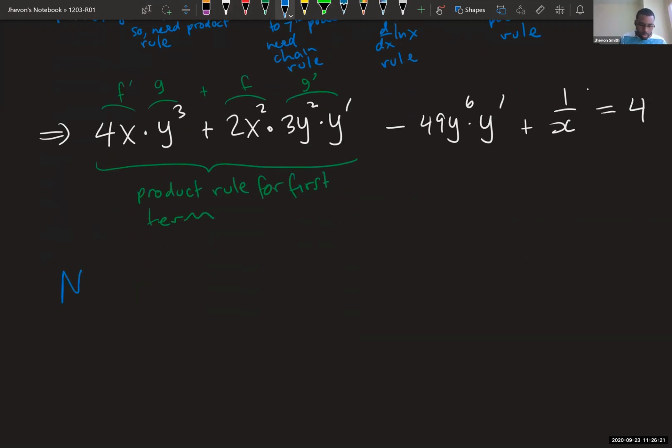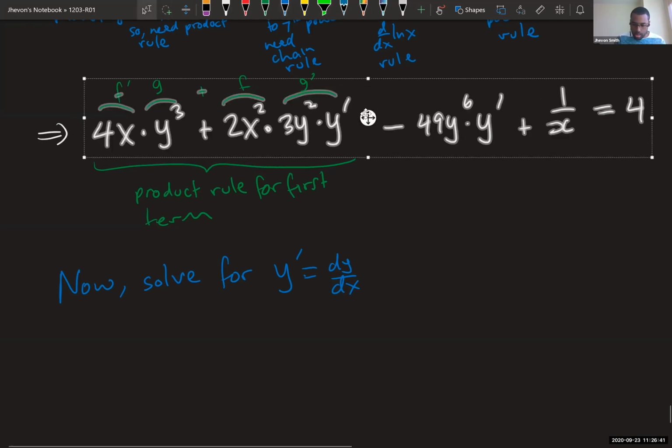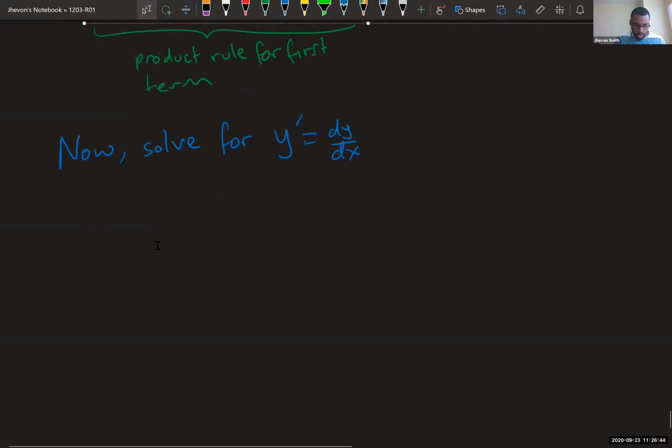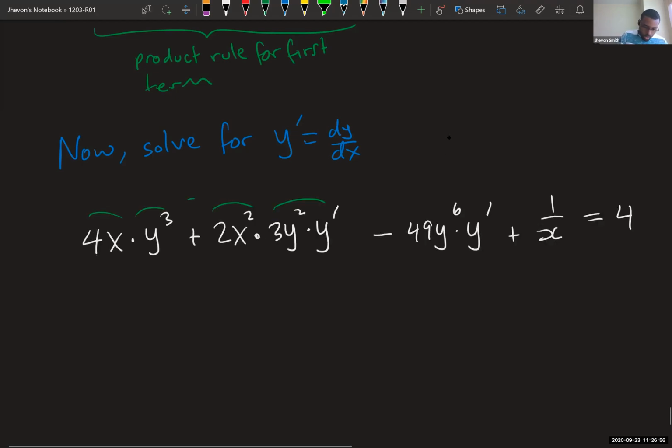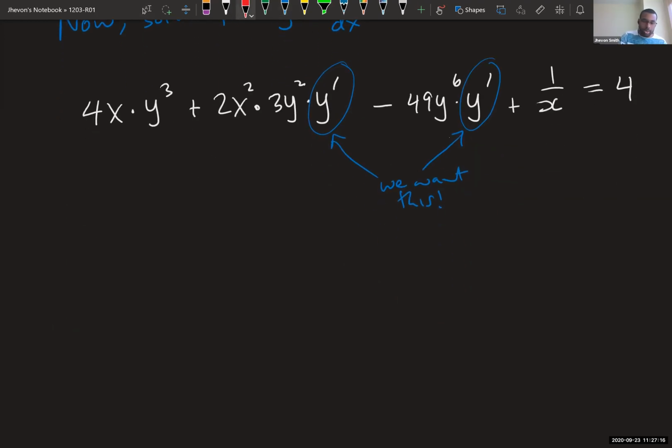Now what you do is you solve for the y prime, because that is your dy dx. If I look at this guy right here, y prime is in this location and that location. We want this. Now it's just a matter of solving for that, like algebra. So again, algebra is coming up.